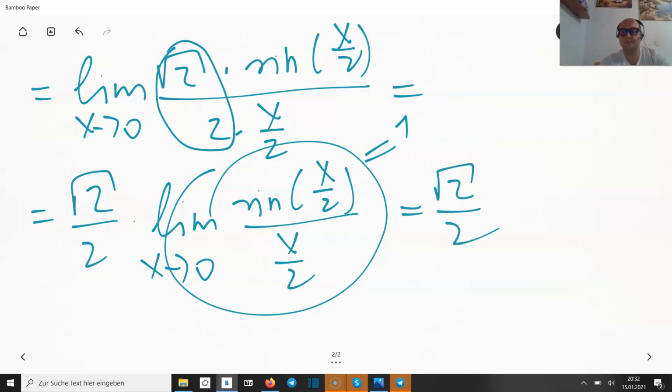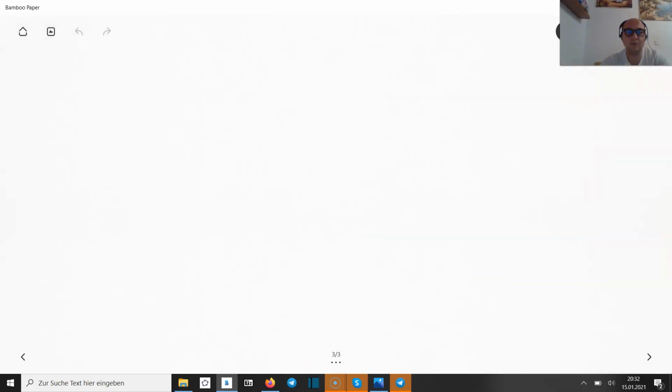It's a pretty nice value. Simplified, of course, a little bit. And this is at the same time cosine or sine of pi divided by 4 or 45 degrees. Right? You remember that? Okay, so number 1 is solved. Let's move on. Number 2.